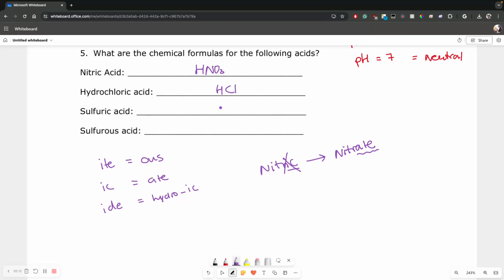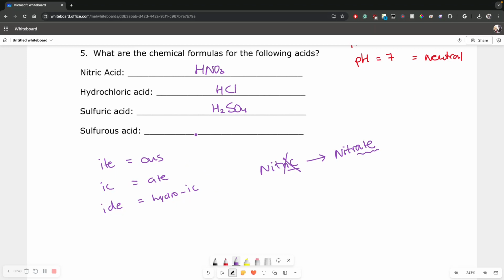Next up, we have sulfuric acid. IC is ATE, remember that. And so we have the sulfate ion, the SO4 2 minus ion. This is polyatomic ion stuff, so it will also be on the back of your periodic table on the polyatomic chart. The sulfate ion is SO4 2 minus, which means we need 2 hydrogens for every 1 SO4 ion.